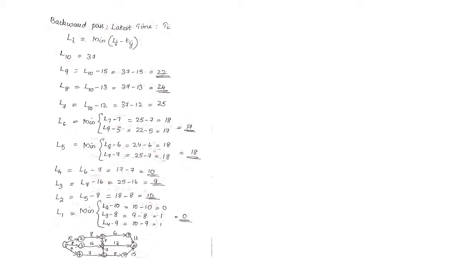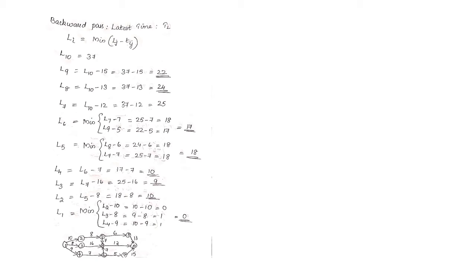For the L6 value we have 2 options, one from L7 and the other from L9. Consider these 2 paths, subtract the time duration and select the minimum of the 2, that is 17. The same thing happened for L5. 2 paths are there; select the minimum among those. There is no minimum because both came as 18, see? Since both are 18, you can simply select 18. Then L4, L3, L2 and back to L1 we got 0, which is required.